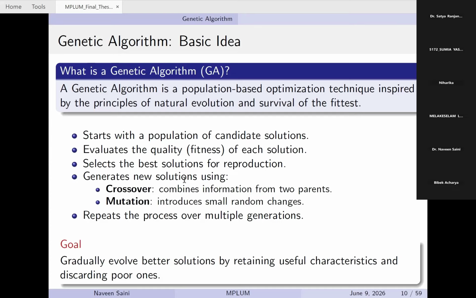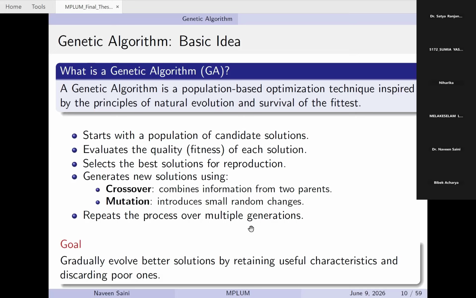Using these two operators, crossover and mutation, we will generate new children. What is crossover? Crossover is the exchange of genes between the parents, while mutation means small random changes in the genes. Now we have the parents and we have the children. Now we will evaluate the fitness of the children. Out of the children and the parents, only those which are better in terms of quality will proceed to the next generation. And this process we will keep on repeating for multiple generations or until a certain threshold.